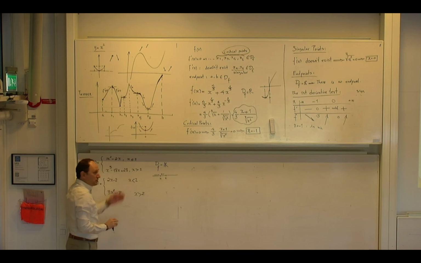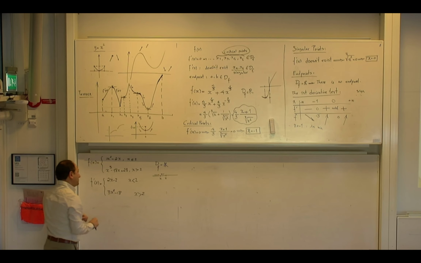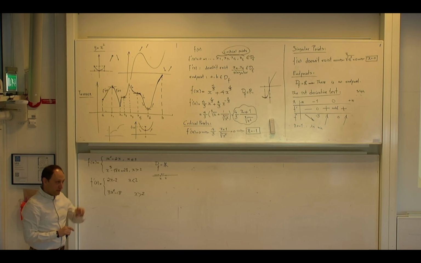Is this function continuous? You can do it quickly in your head. Yes, if you put 2 here, it becomes 4 minus 4, 0. If you put 2 here, so it means that I am taking the limit from the left and from the right, if I put 2 here, it becomes 8 minus 36 minus 36, that's also 0. So yes, this function is continuous at 2, okay? So I cannot immediately jump to the conclusion that the function is differentiable, because the other way around does not work. If it was not continuous, I could conclude that it's not differentiable.